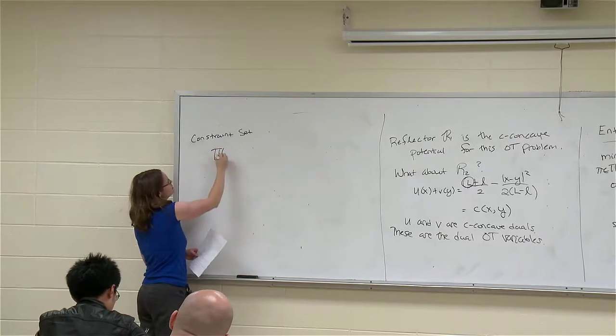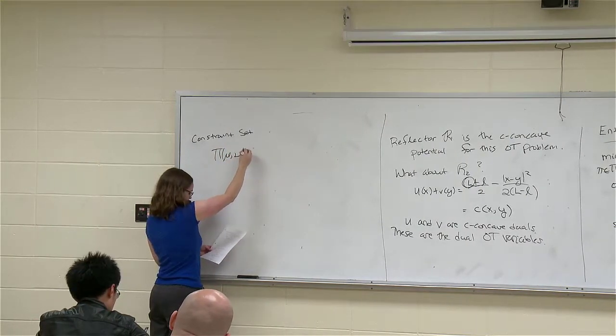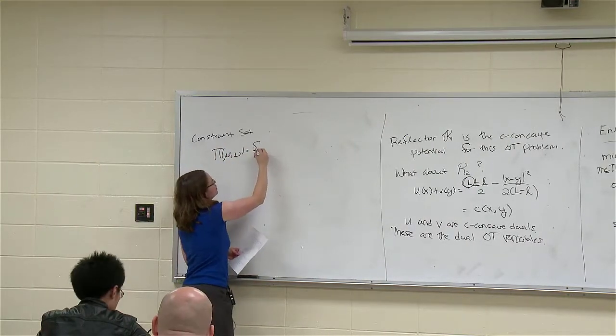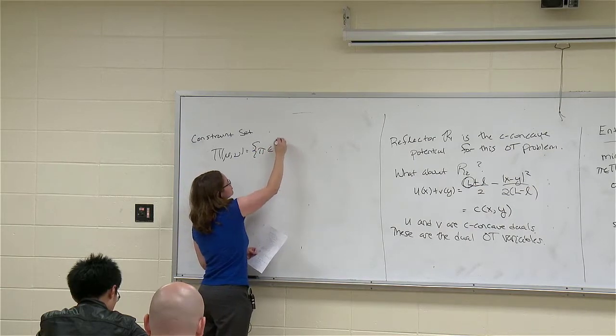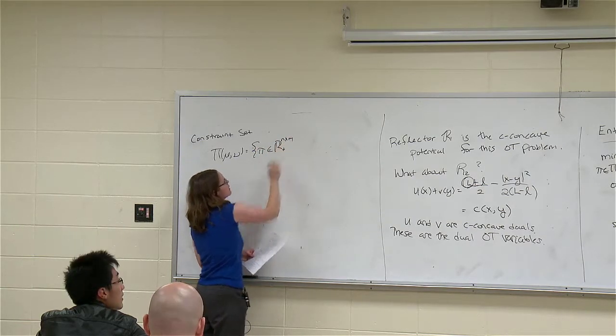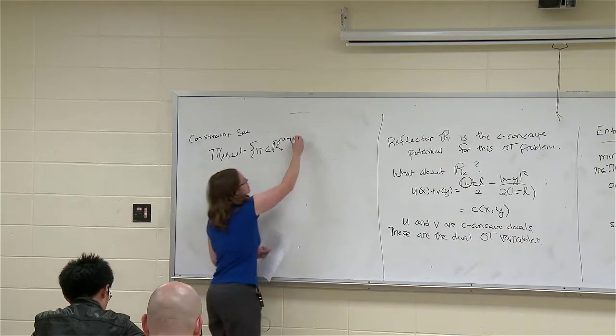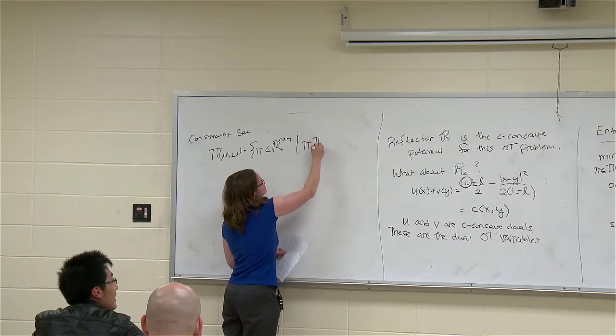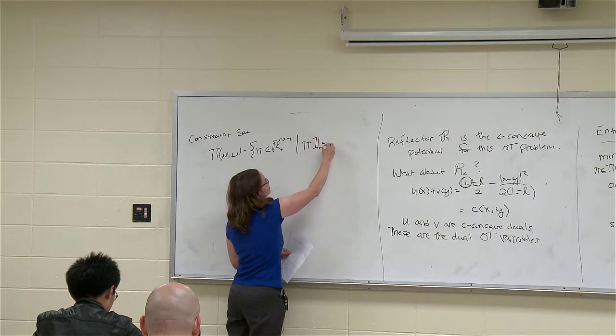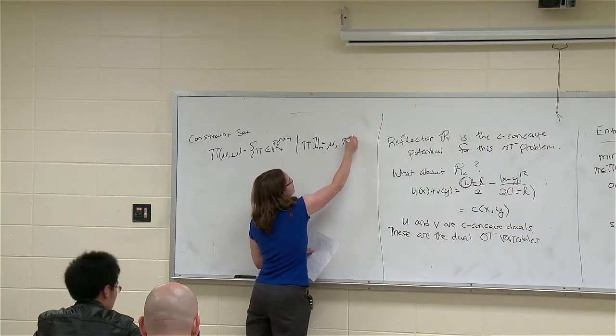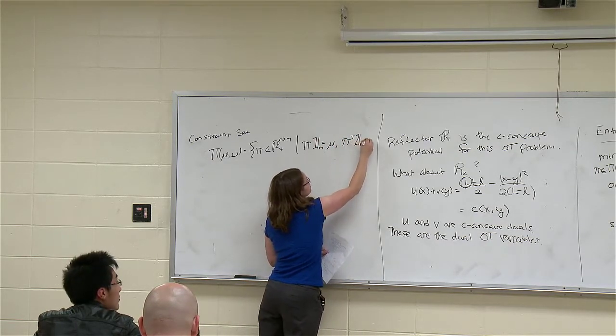Capital Pi is going to be the set of all transport plans that have the right size, such that pi times 1 equals mu, and pi transposed times 1 equals mu.